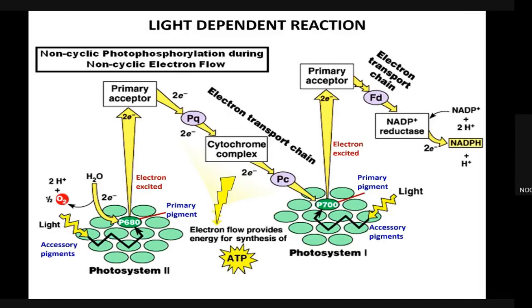Let's explain using this diagram. So the first step is photoactivation. The light energy, the photon, is absorbed by the accessory pigment.